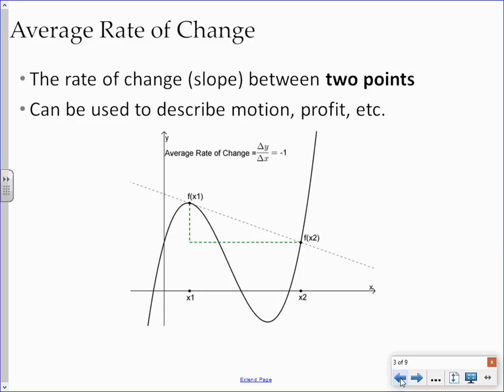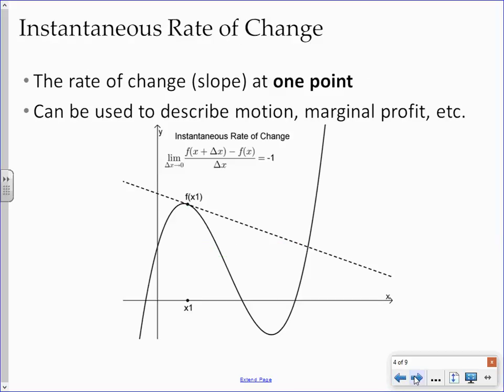Okay. Average rate of change, slope between 2 points. Instantaneous rate of change is the slope at 1 point. So both average rate of change and instantaneous rate of change should trigger slope for you. Okay. The difference is average rate of change, we're going to need 2 points on our curve to find it, versus instantaneous rate of change, we just need the derivative at that point.